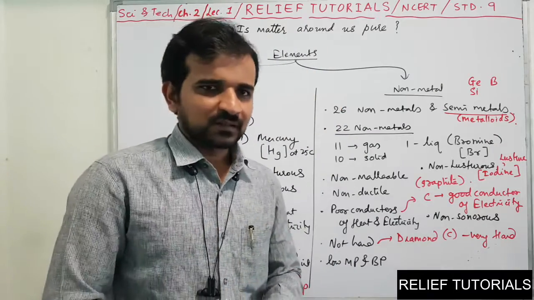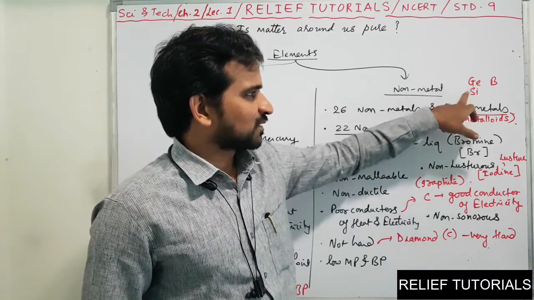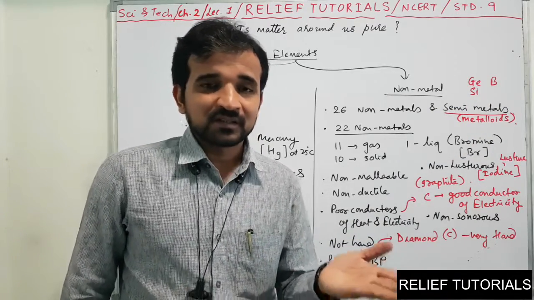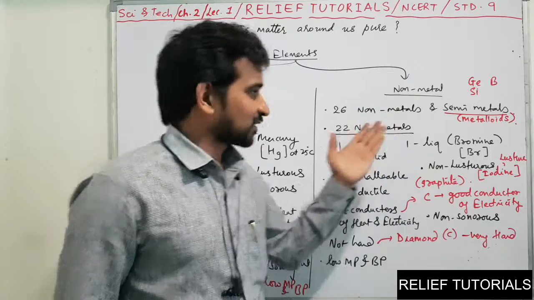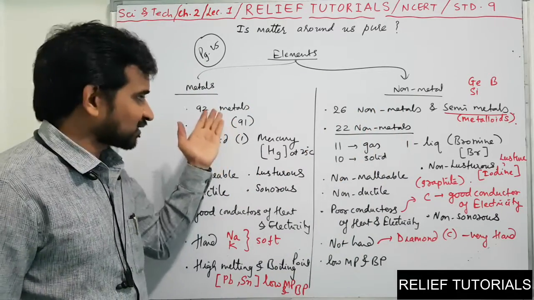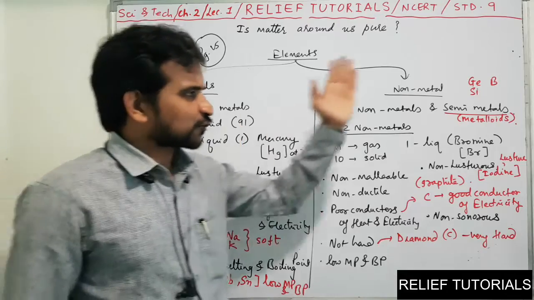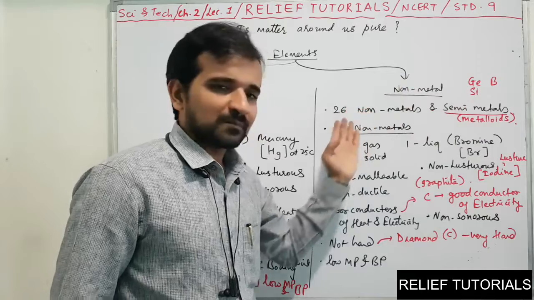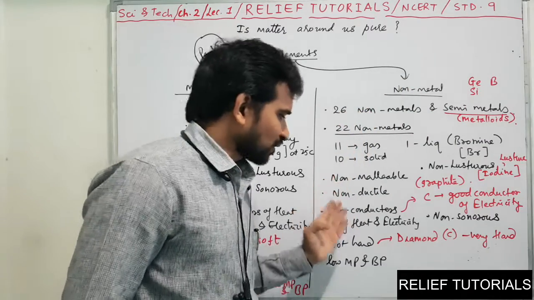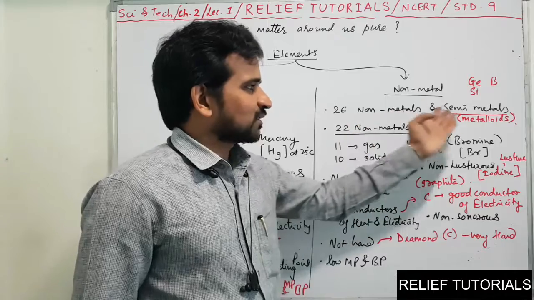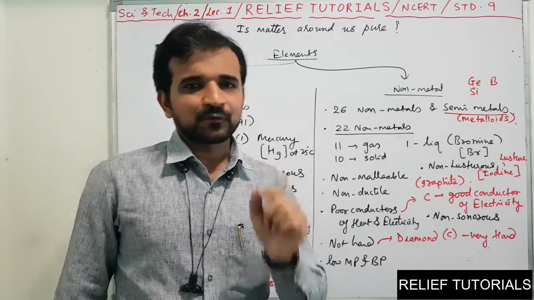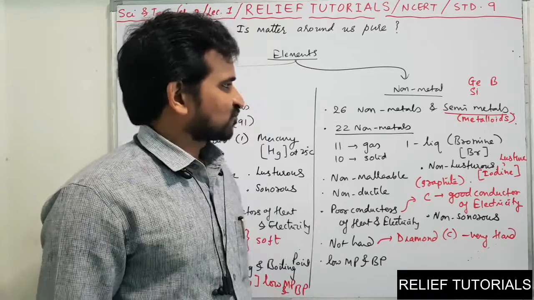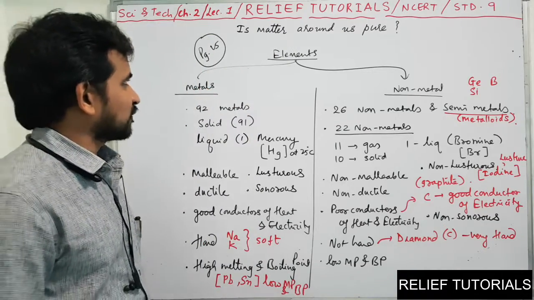Having dual properties, for example, germanium and silicon are semiconductors of electricity. Semiconductors means they are not as good conductors as metals. Metals are the best conductors. But if you compare these metalloids with non-metals, which are poor or non-conductors of electricity, these metalloids can conduct a certain amount of electricity under certain circumstances. So this is all about the classification of elements.